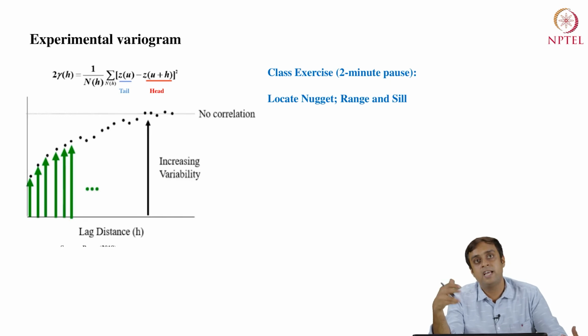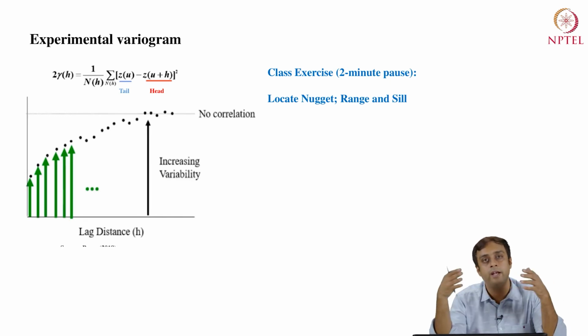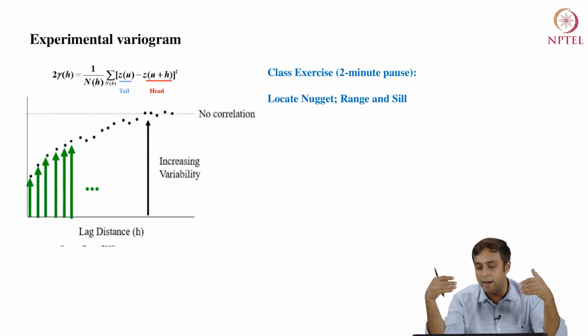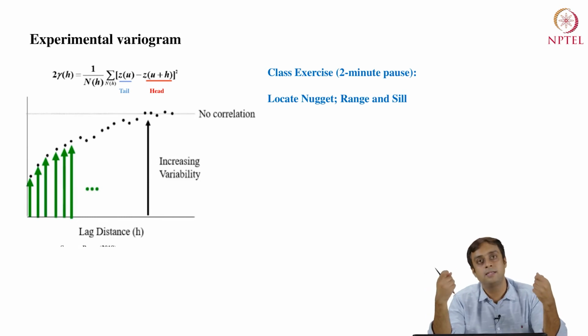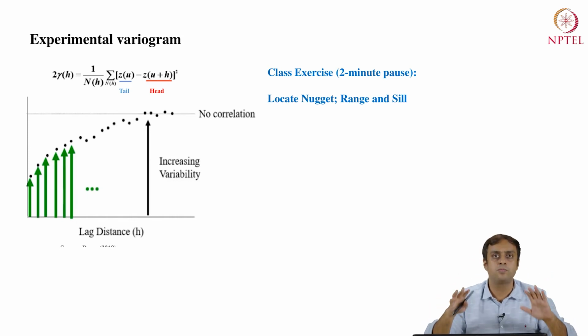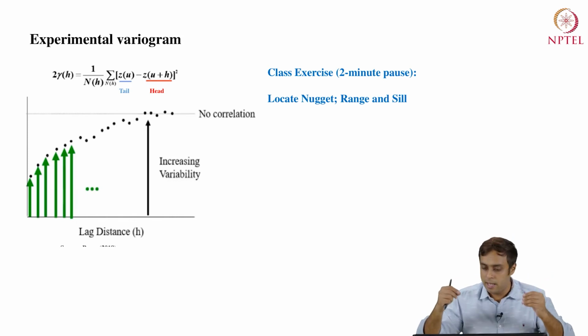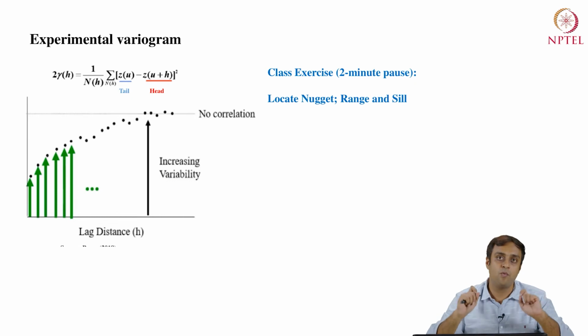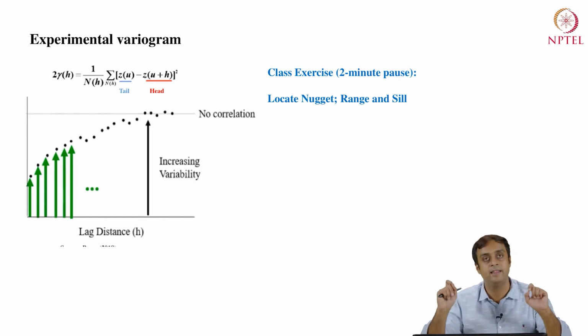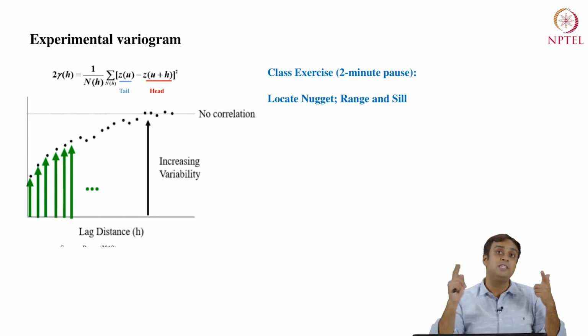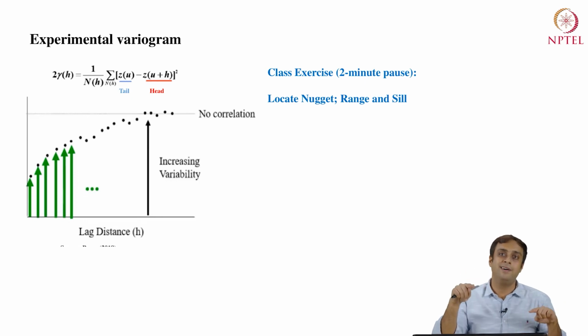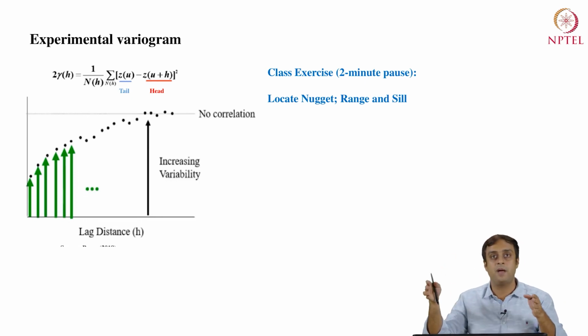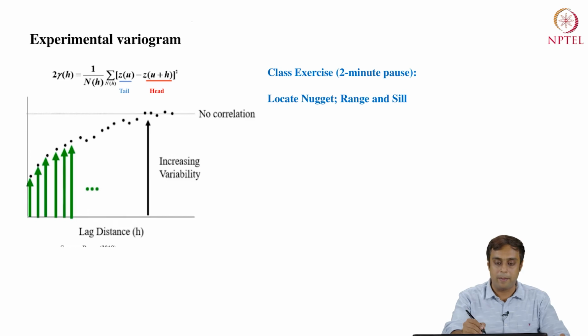As a class exercise, what you can do is now take a 2-minute pause and locate the nugget, the range and the sill on this variogram. So, I will come back in 2 minutes. Pause your video, come back in 2 minutes, and then I will explain where to locate the range, the sill and the nugget of this variogram. We studied these with the theoretical variogram; all these parameters are the properties of a variogram.